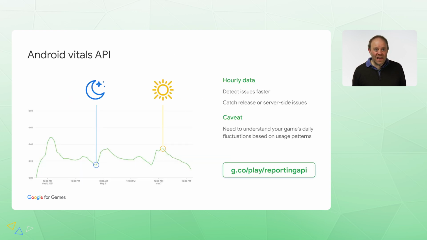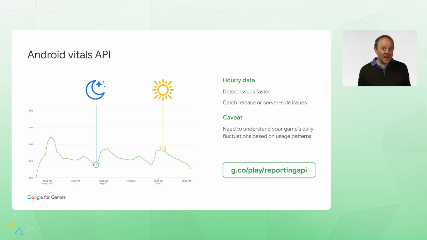You can query the API to find out your crash or ANR rate with hourly granularity. This can be helpful in detecting crash or ANR rate spikes due to a server-side change or a new rollout. You'll have to be clever about this though.